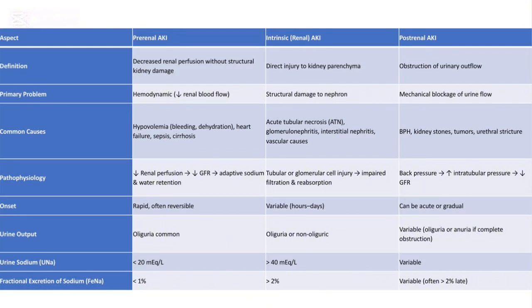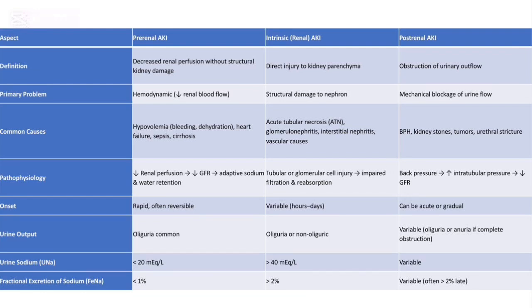In postrenal AKI, obstruction causes increased intratubular and Bowman's capsule pressure, which directly opposes glomerular filtration. Over time, this back pressure reduces GFR and can eventually damage the renal parenchyma if not relieved.